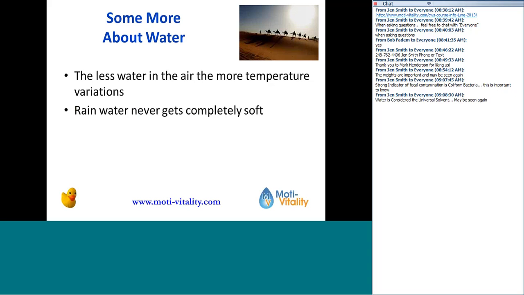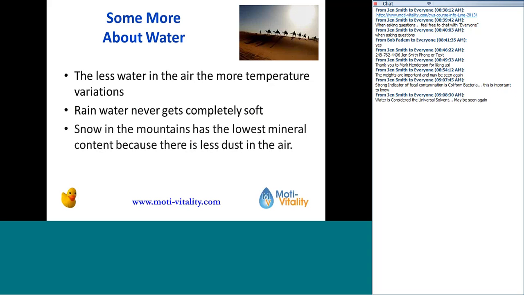Another thing that you may see again is that rainwater never gets completely soft, ever. Even after raining for several hours, you're still going to have a little bit of hardness in there because of all the dust in the atmosphere and everything that it picks up as it comes down through the air. Snow in the mountains has the lowest mineral content because there's less dust in the air up there.